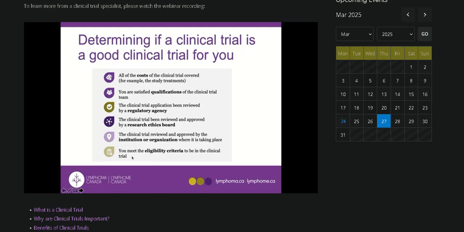So it might be that you're not taking a certain type of medication. Maybe you have to live within X kilometers of the study site. Maybe you have to be a male or female. So there's going to be a list of eligibility criteria, and you'll have to see if you meet those criteria in order to be part of the study. And usually when you inquire about this, the study team will go over that with you as well.